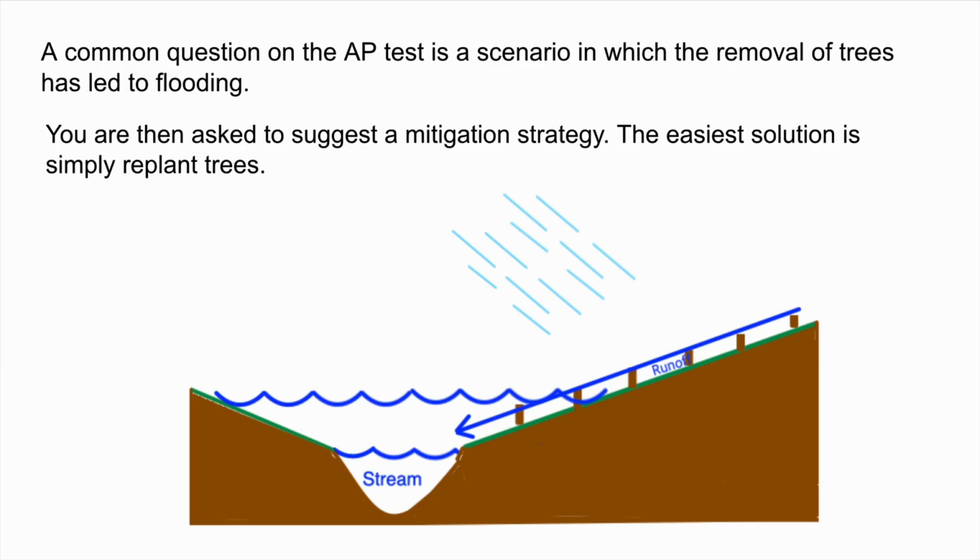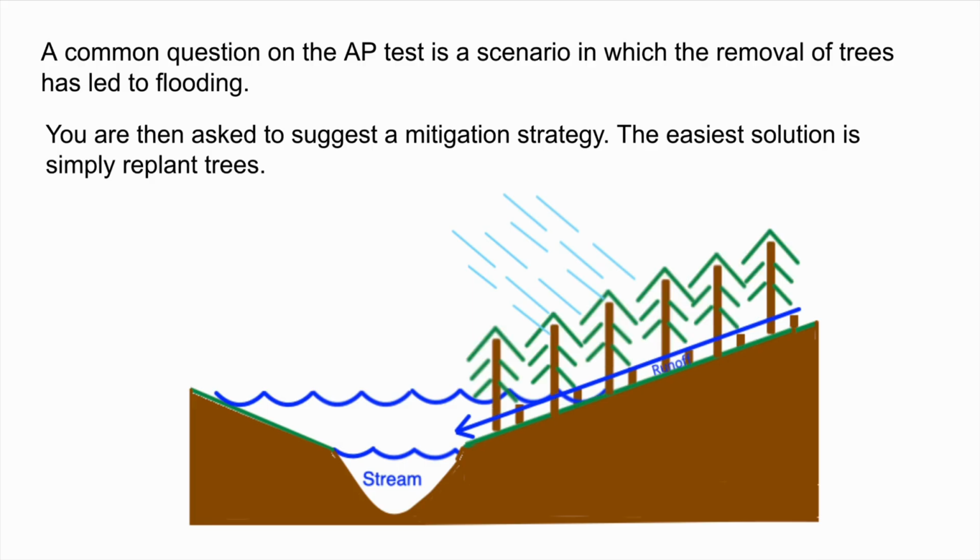What's the easiest mitigation? Mitigation basically means a step you could take to make something better. Like to mitigate something means to modify it for the better. And so the answer is you simply plant trees. So when you plant trees, you're going to reduce the runoff, and you're not going to get the flooding of the stream.